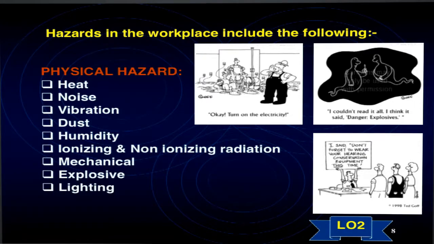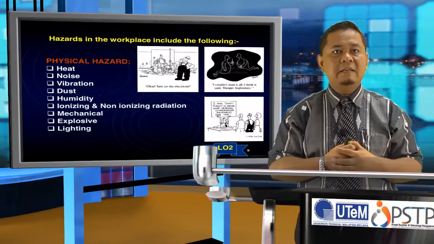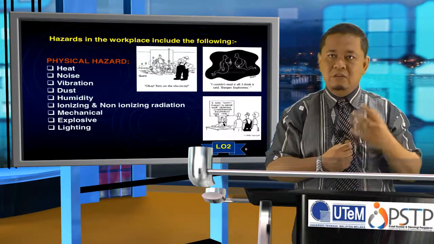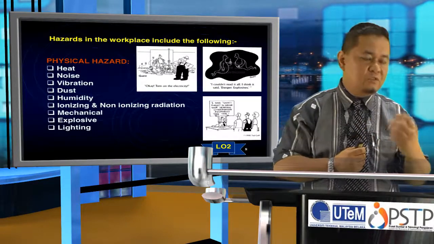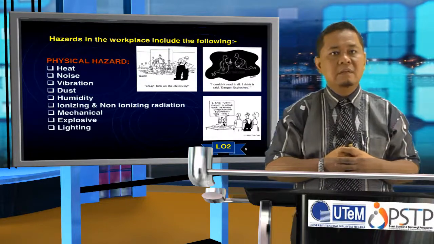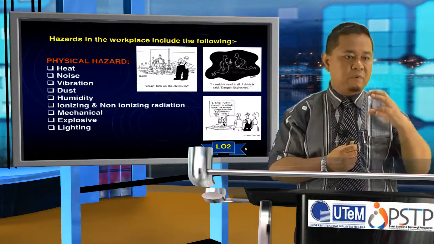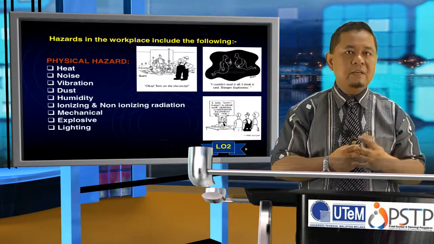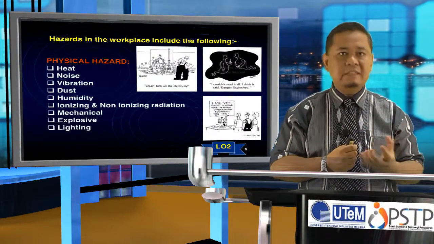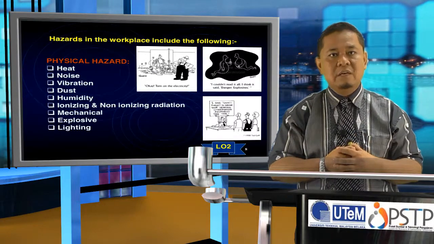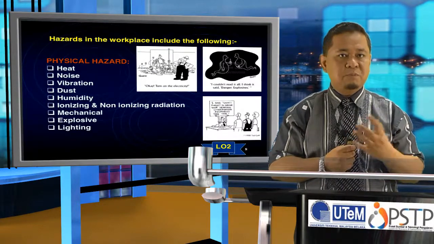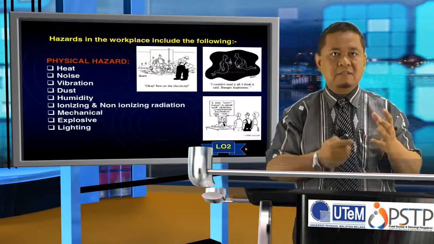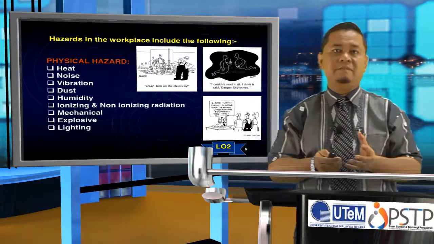So the physical hazard can be heat stress, noise exposure, vibration from using machinery or tools, dust, the airborne dust generated from the process of the machinery or some processes, humidity in the air, or ionizing or non-ionizing radiation, mechanical activity, explosives, and lighting. This is considered the physical hazards.